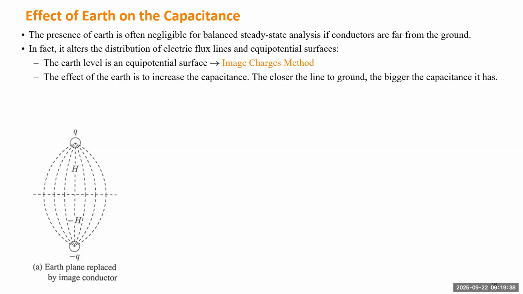which is equivalent to having the ground surface there, right? Because the ground will always have zero potential. When you put a Q and a negative Q, in the middle, that plane will have zero potential. So it's the same as calculating the capacitance for this case.